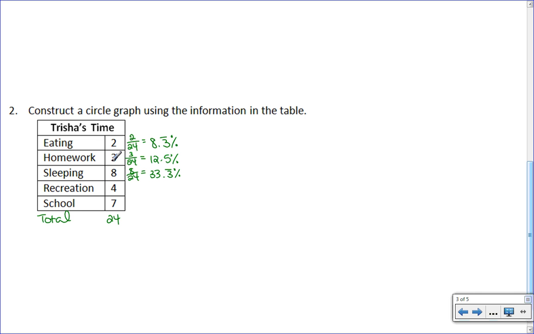And then recreation is 4 over 24. And when we divide those and change it to a percent, that's 16.6 repeating percent. And then school is 7 over 24, which if we divide those, and then change it to a percent, that is 29.16 repeating percent.